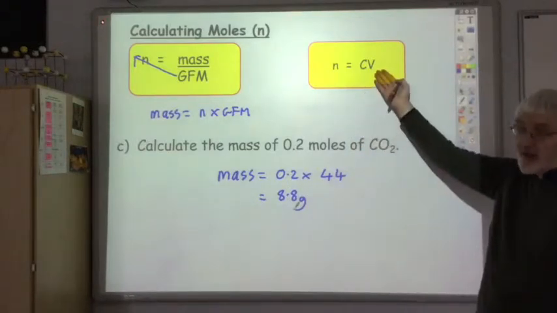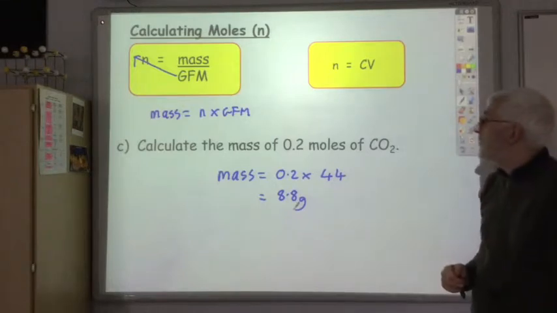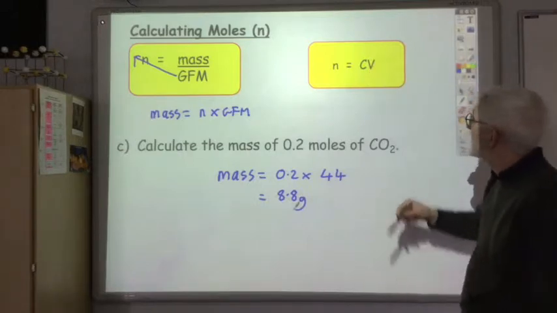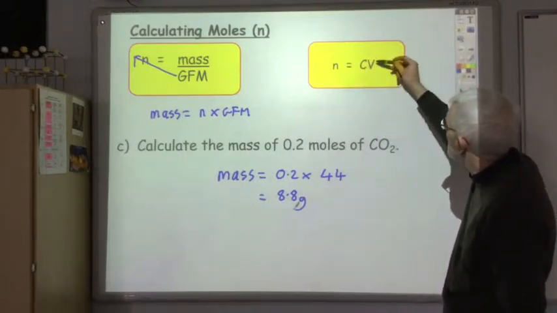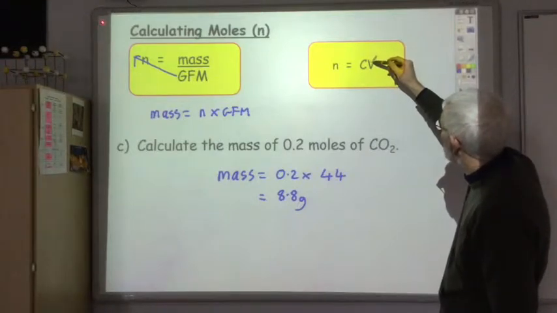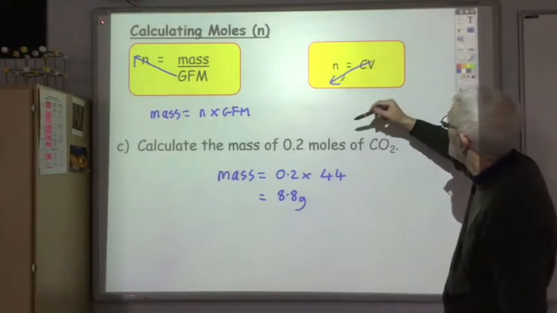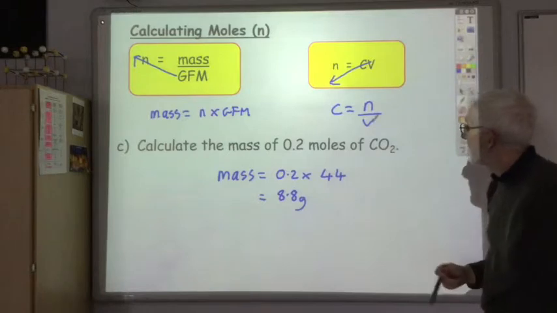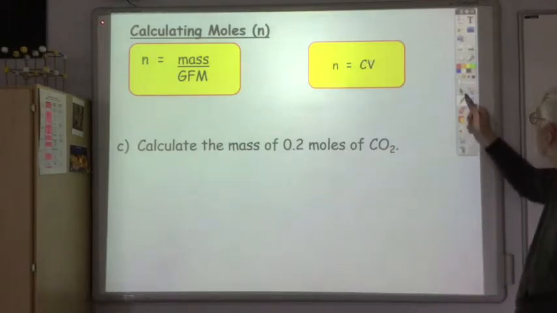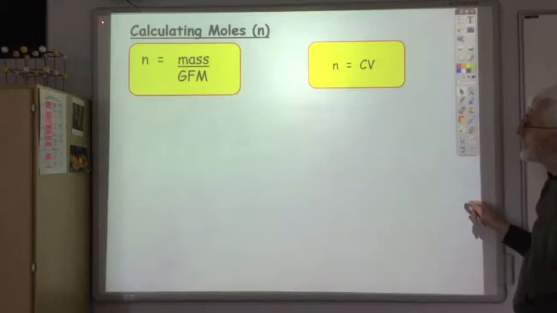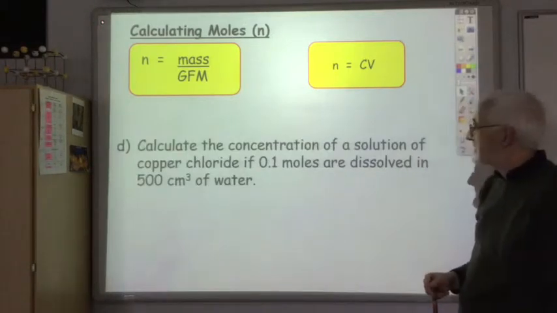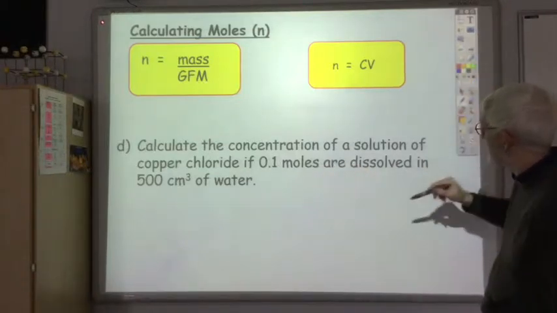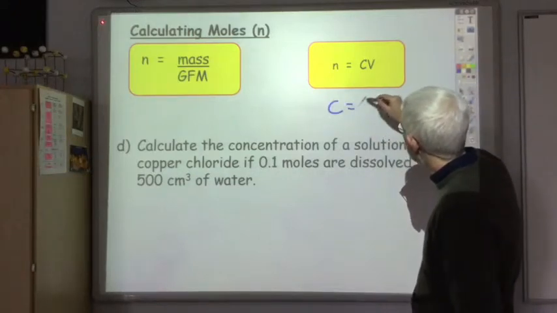And similarly, in some questions, you have to rearrange this equation. Usually, if you have to rearrange this equation, it'd be to determine the concentration. So we need to move the volume over to the other side because it's multiplied on this side. It moves down, so the concentration would be N divided by V. So let's look at an example where we have to do that. Calculate the concentration of a solution of copper chloride if 0.1 moles are dissolved in 500 cubic centimetres of water. So we rearrange this equation so it's C equals N over V.